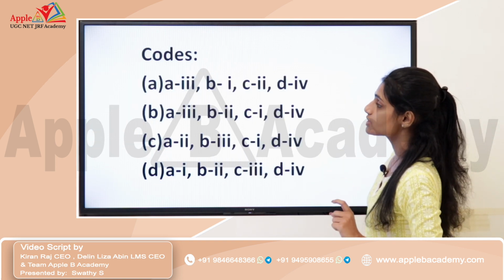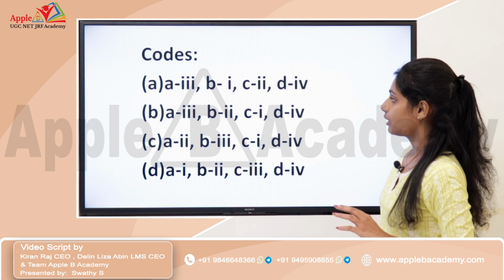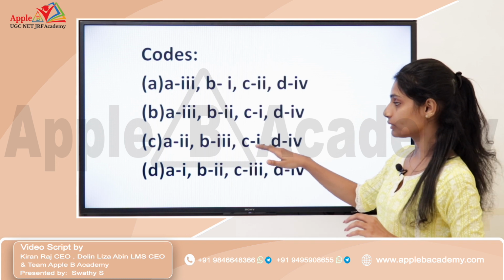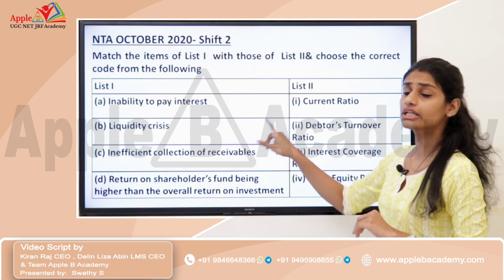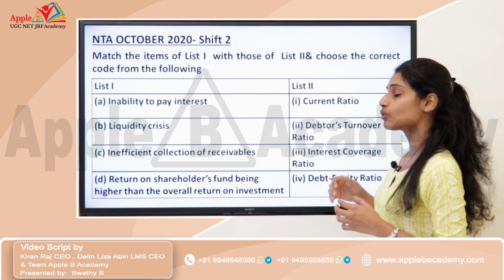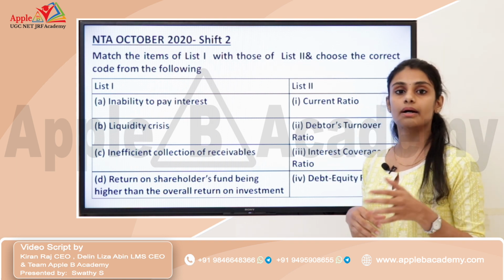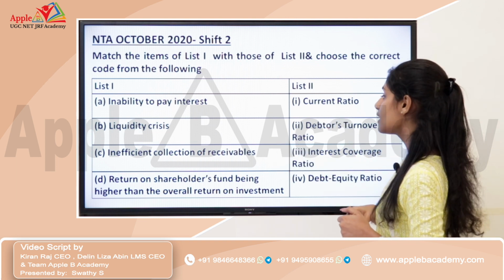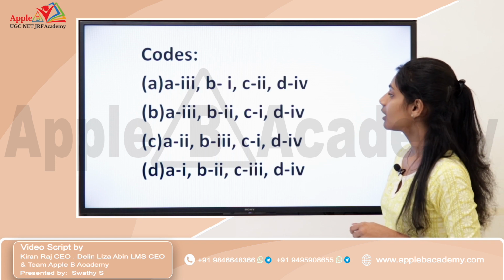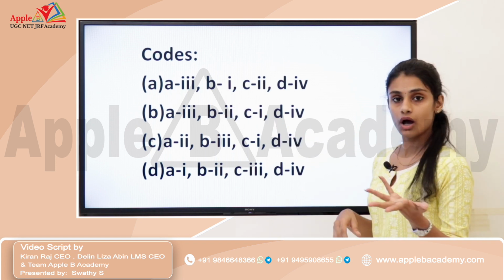You have two options, option A and option B. Both of these are A3. Now you can eliminate both these options. Anyway, moving back to our question, liquidity crisis. Which of the following ratios measures the liquidity position of the company? That is the current ratio. So B1, again B1. So your answer will be option A.